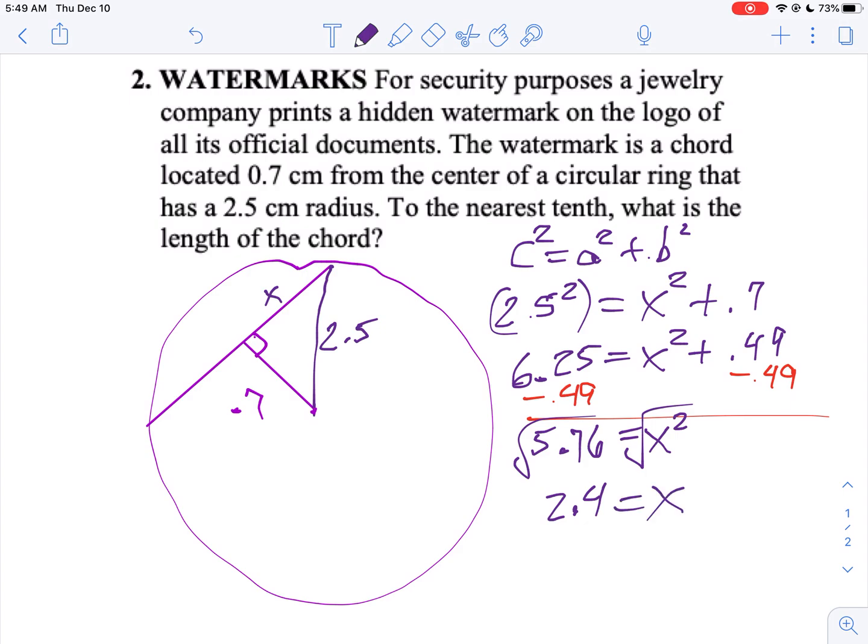Now remember, that's not the length of the chord. That's half the chord. So our chord is going to be 4.8 centimeters because we just doubled that length. Because this is 2.4, then this would be 2.4 because it's been bisected.